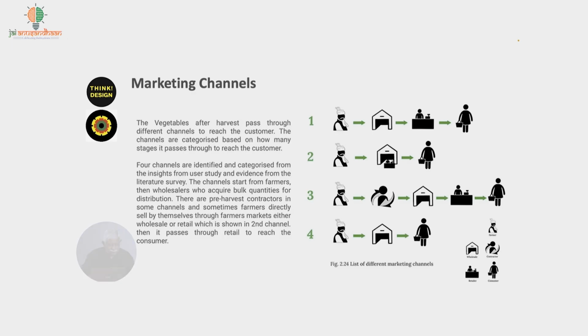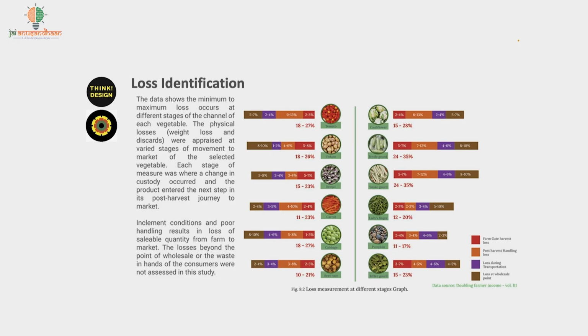There was also a study done to identify the kind of losses. It's different for different vegetables because some can last long, and some are also more sturdy. You can see that the red one denotes the losses. It's different for different vegetables. It shows the minimum to maximum loss that occurs at the different stages of the channel for each vegetable.